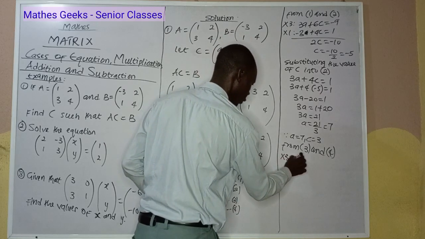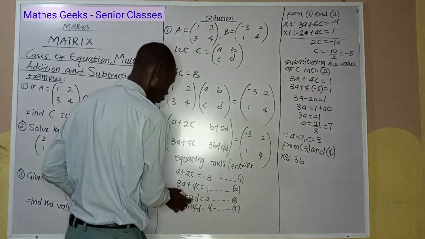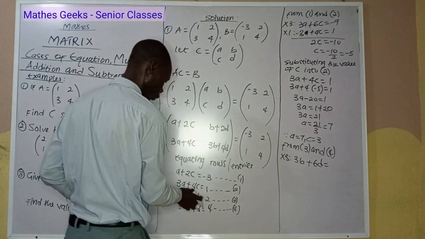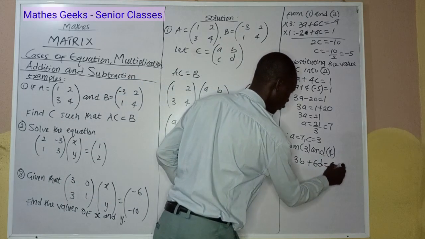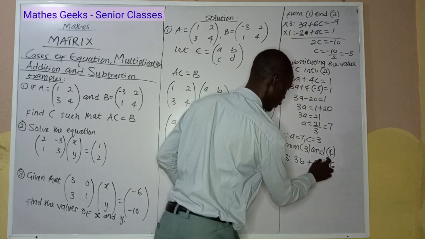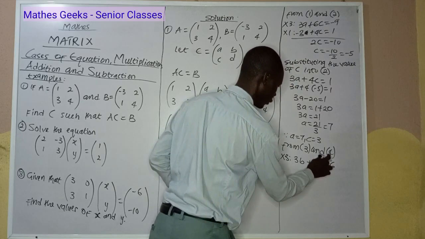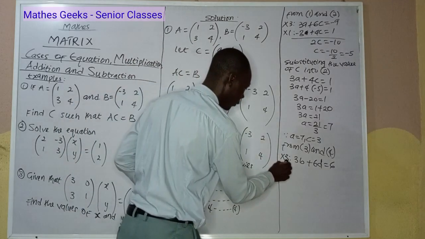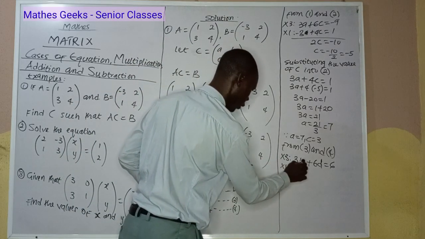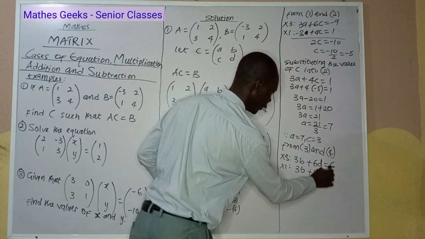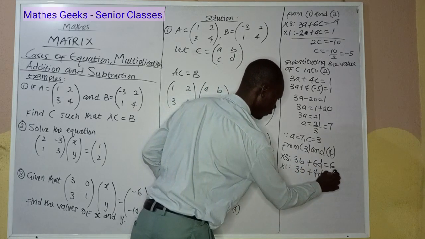That will give me 3b plus 6d is equals to 6d. Okay, then equation 4 is going to be multiplied by 1. This is 3b plus 4d is equals to 4.